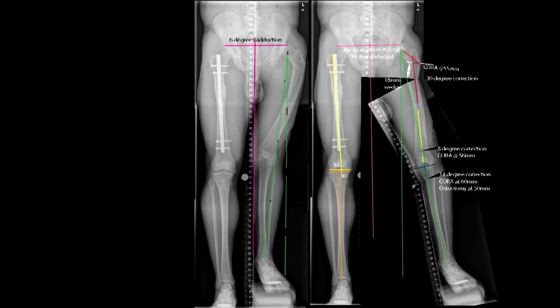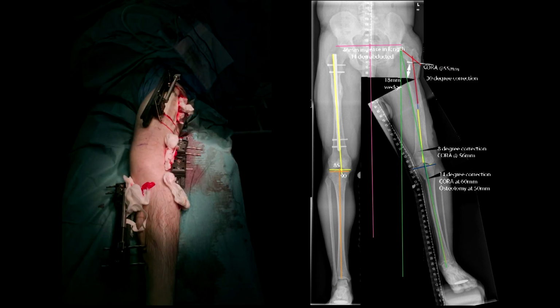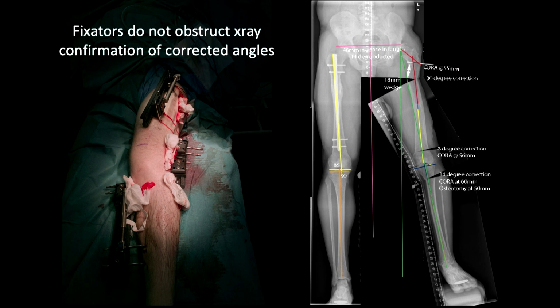But one of the advantages of using rails is you can put them all at the same time and do all the osteotomies and stop there and check and tweak each level until your final mechanical axis is right. So you don't commit to any internal fixation until the 3 levels are correct and compressed. And only then you say, I'm good, let's do the internal fixation. And that's exactly what we did here.